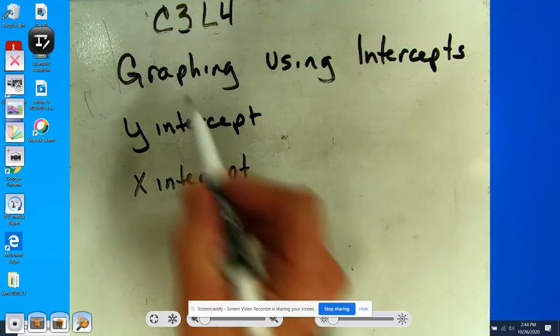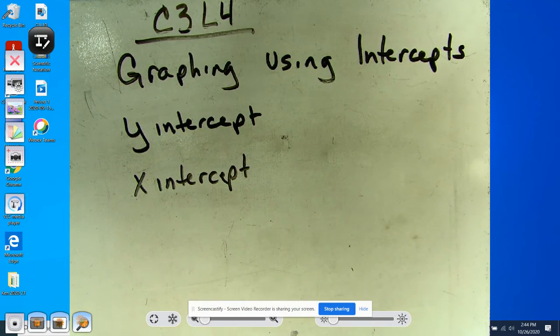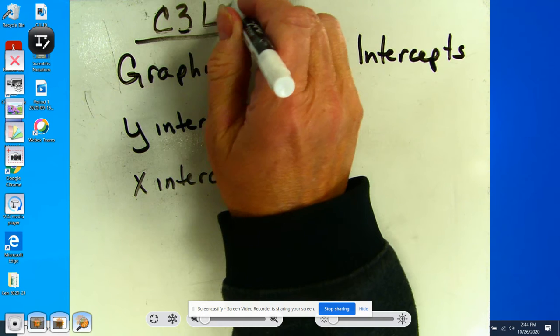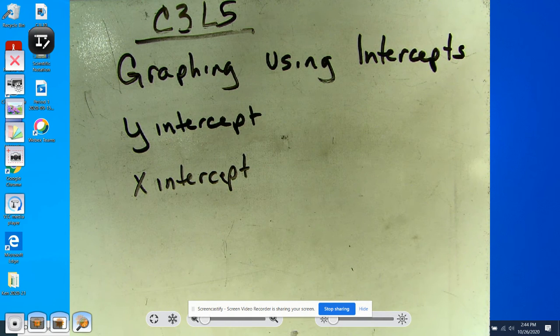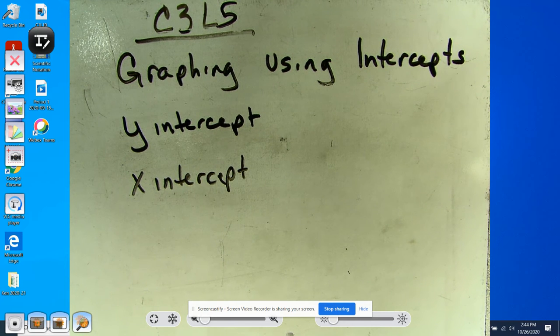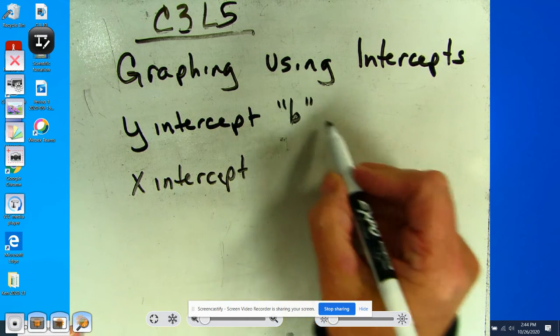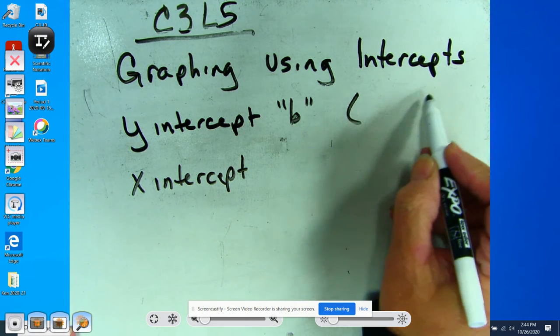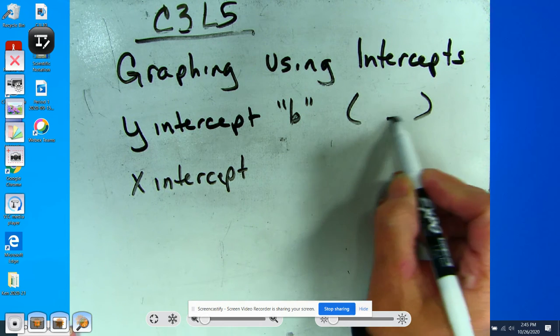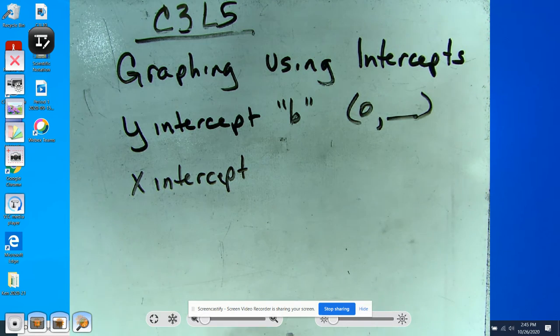Okay, so today we're going to be working on Chapter 3, Lesson, not 4, Lesson 5. Chapter 3, Lesson 5 is all about graphing using intercepts. Now, we talked about intercepts yesterday. We talked about the y-intercept. The y-intercept is b. It's the value of y when x equals 0.